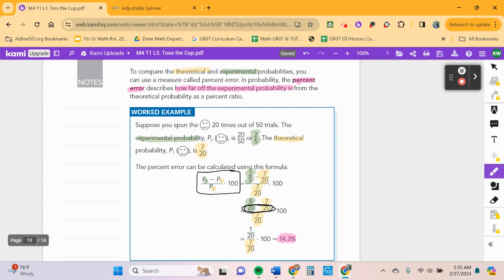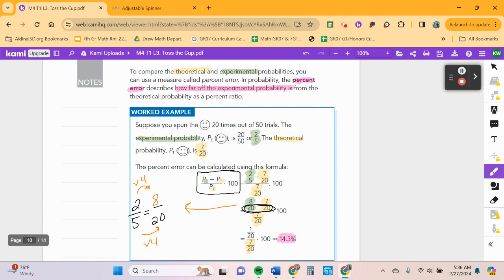Remember, we scaled up here. 5 to get to 20, we multiplied by 4, right? So what I do at the bottom, I must do to the top. So 2 times 4 gave you 8, and that's how they got that 8/20. I went ahead and wrote that note for you just in case you needed a reminder of how they got that. And then they divided by 7/20. When they subtracted, they got 1/20. They divided by 7/20 and then multiplied by 100 to get about 14.3%.